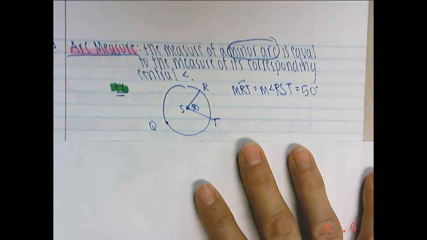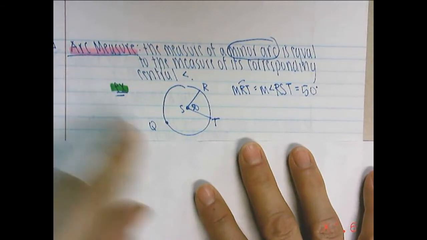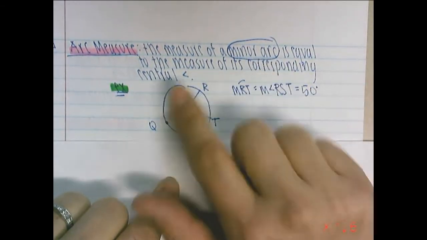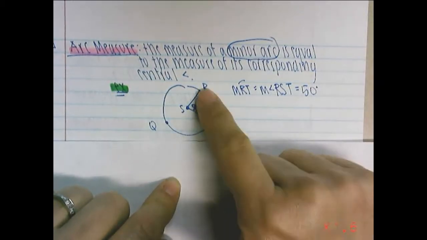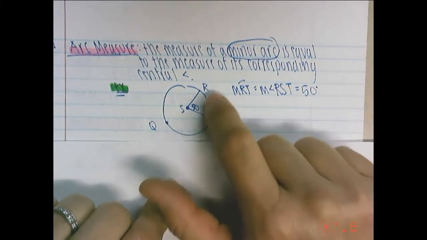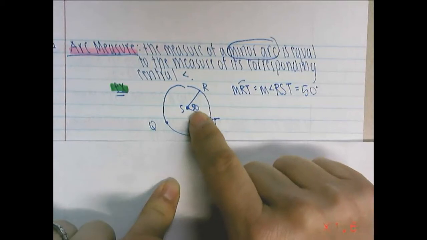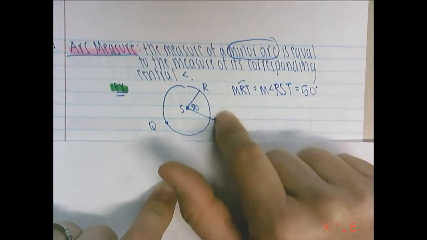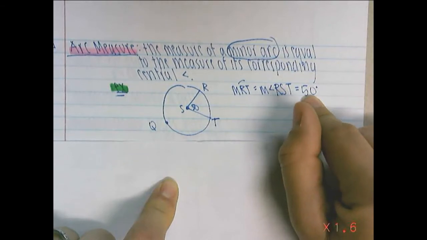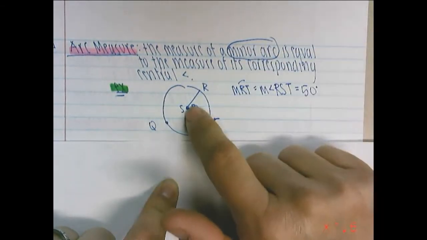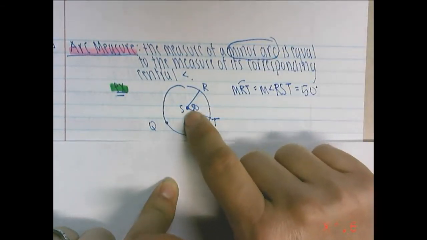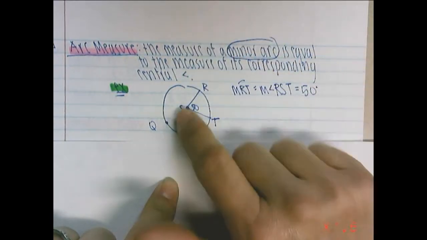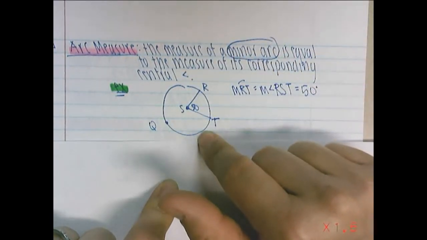Okay, let's talk about arc measure. The measure of a minor arc is equal to the measure of its corresponding central angle. So if I look at this circle here and I see that this central angle is 50 degrees, then I would know that this arc, RT, is also 50 degrees. So arc measures correspond to whatever the central angle is. If the central angle is 50, then the arc measure will be 50. If the central angle is 75, then the arc measure will be 75.